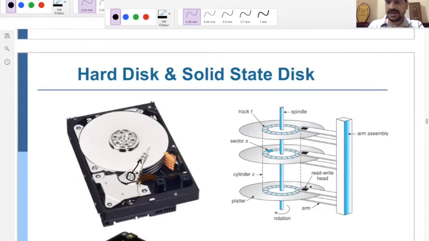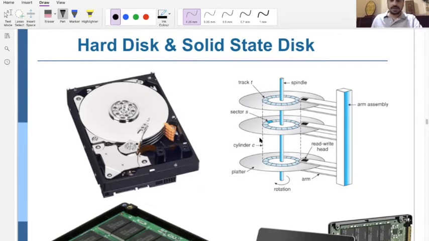So we have a read-write head. This is my read-write head. If we have 3 disks available, how many read-write heads do we have? We have 6 read-write heads. One read-write head is for one part of the surface, and another read-write head is with another part of the surface. In the hard drive, this is the ARM, and with this particular ARM assembly, all the read-write heads are connected.